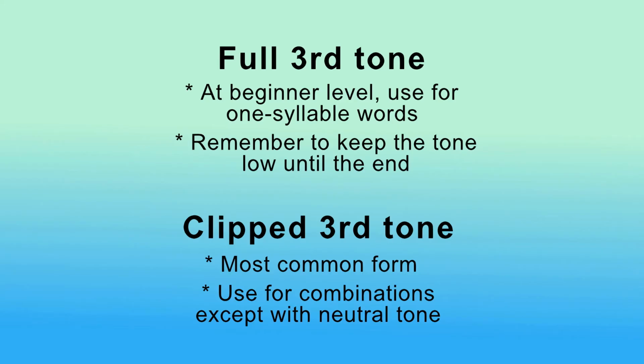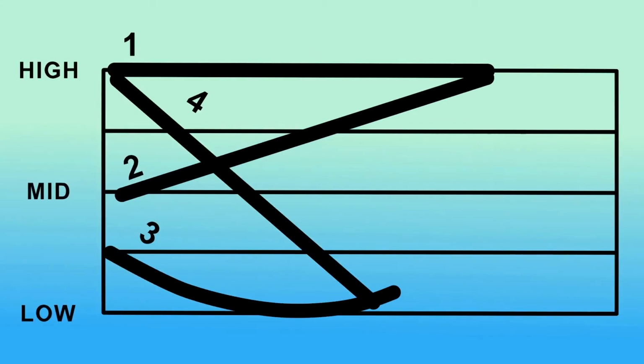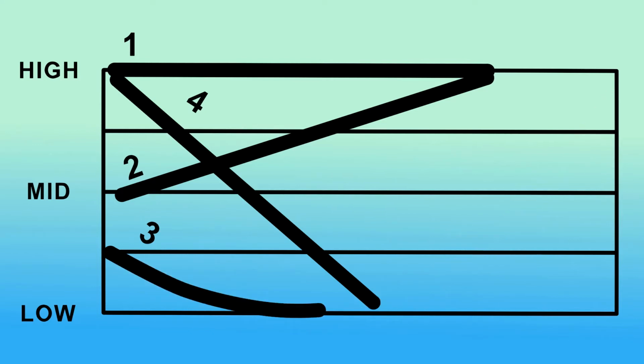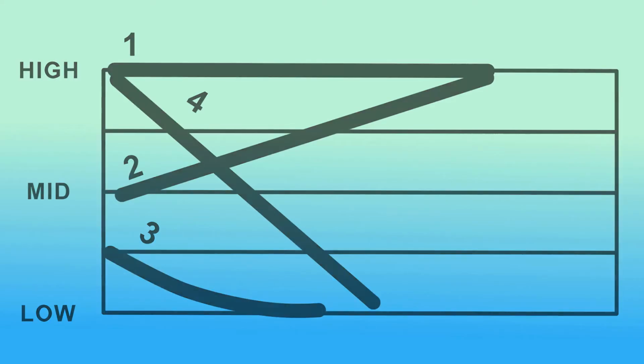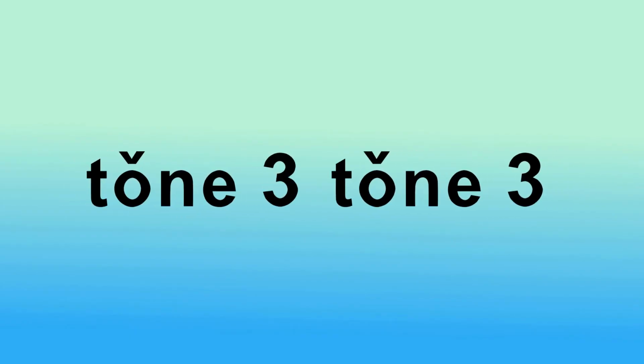One final thing to notice with the two forms is that the full third tone is usually pronounced longer than the other tones, while the clipped third tone is shorter than the others. Besides the two versions of the third tone, there are also times when the third tone changes to a second tone. Specifically, whenever two third tones appear next to each other, the first one will essentially be pronounced as a second tone, even though it'll still be written as a third tone.